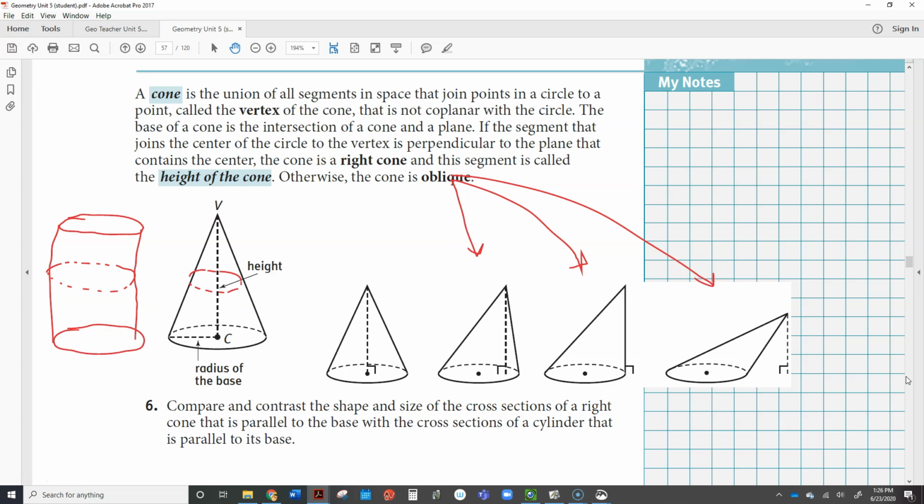And they're showing you right here, you always are going to measure the height, is how far away is the vertex from the base of the circle. Here's the vertex. How far is it away from the base of the circle? Remember, the distance is always measured in a perpendicular distance, okay? So all of these right here are the heights of this oblique cone.